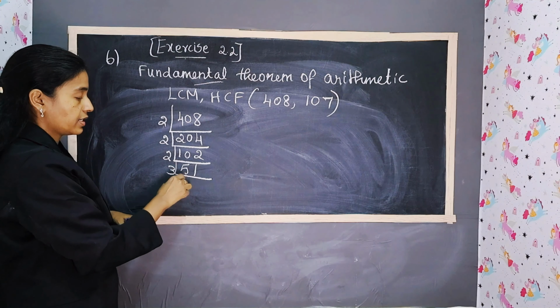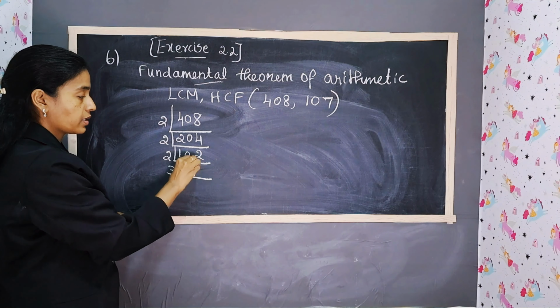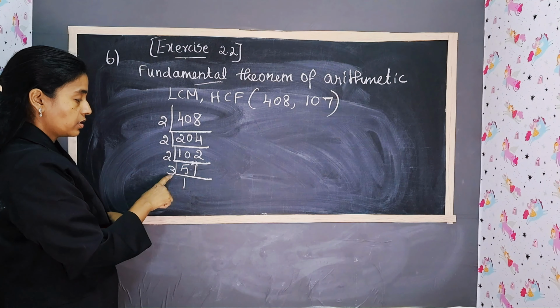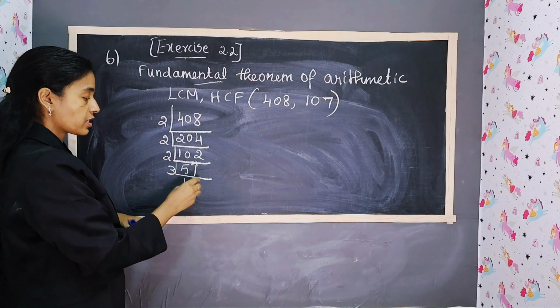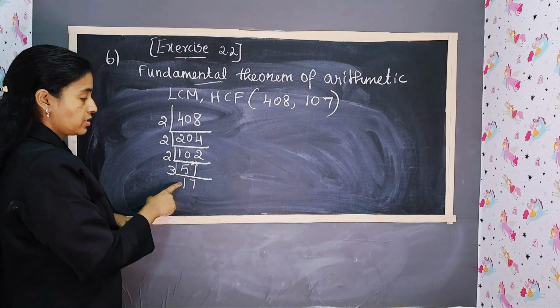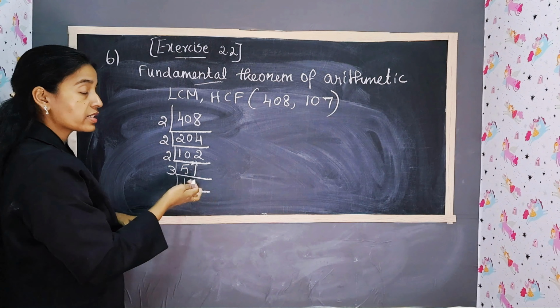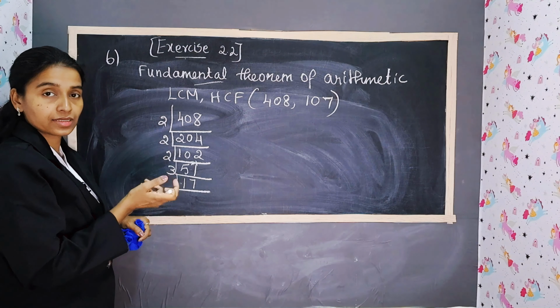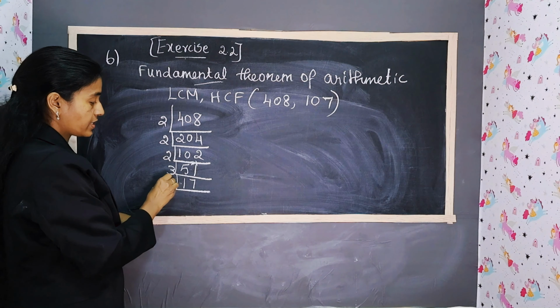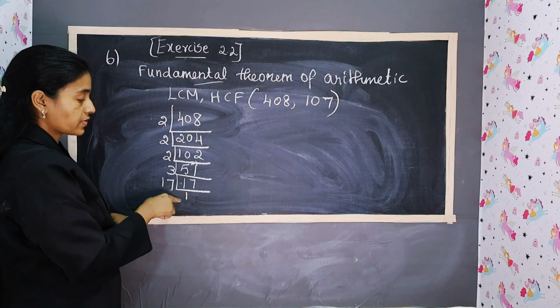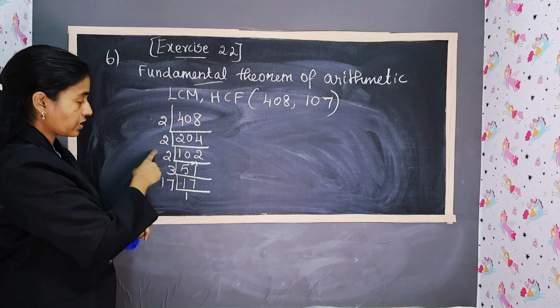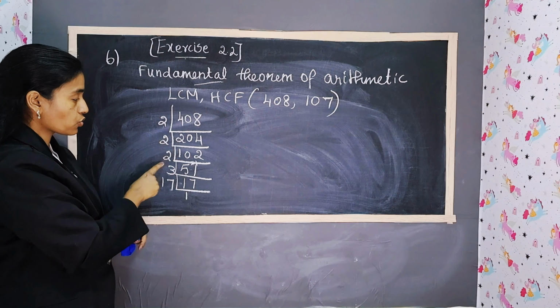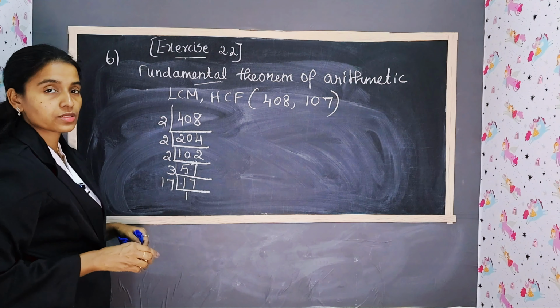1 3 is 3, remaining 2, 2 and 1 becomes 21, 21. If you are dividing 21 by 3, you will be getting 7 3s are 21, right? 7. So again, we couldn't take any other prime, so I can take only 17. 1 into 17, 17, right? So for 408, we are having the prime factors as 2 into 2 into 2 into 3 into 17.